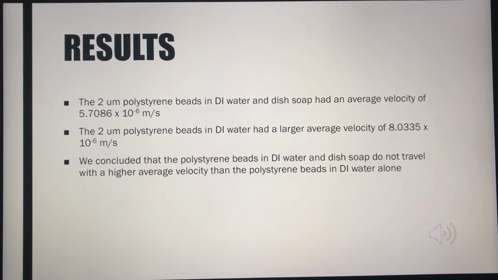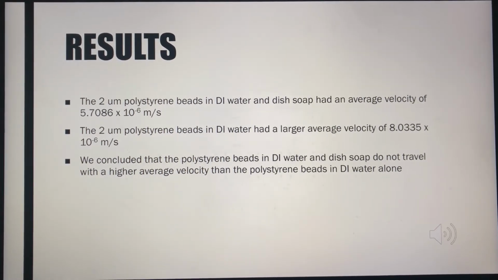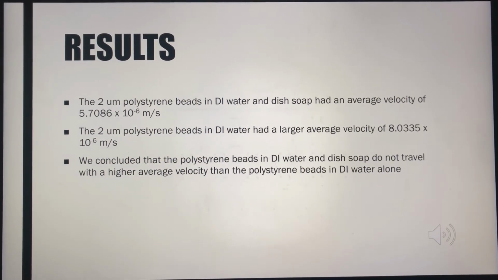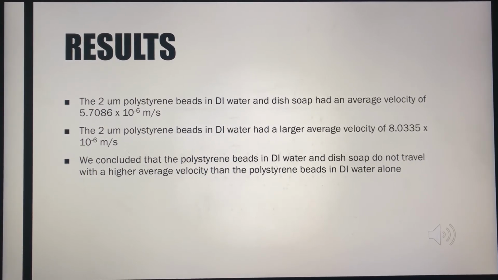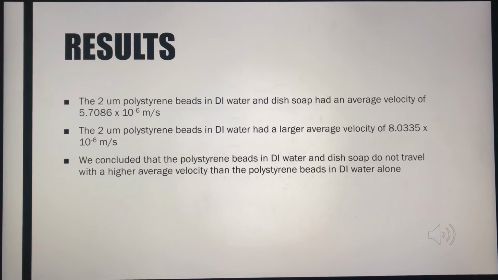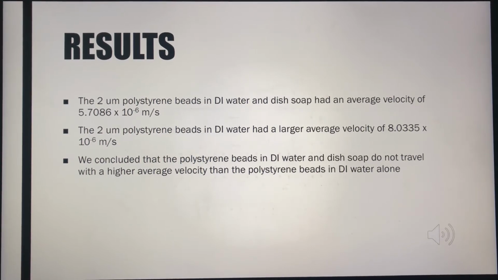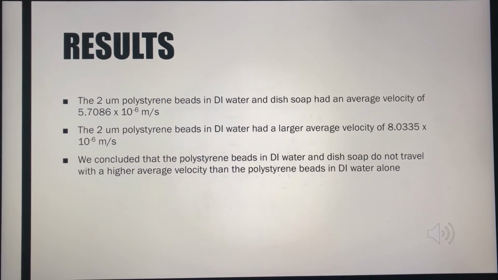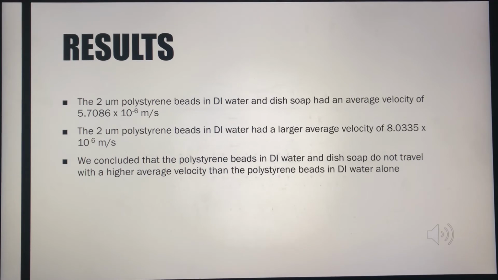The results showed that the average velocity for the beads in DI water and soap had an average velocity of 5.7086 times 10 to the negative 6. Meanwhile, the polystyrene beads just in DI water had a larger average velocity of 8.0335 times 10 to the negative 6. Through this, we can conclude that the polystyrene beads in the water and dish soap did not travel as fast as the polystyrene beads in DI water alone.